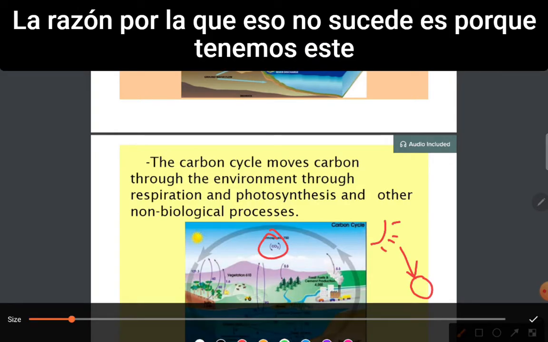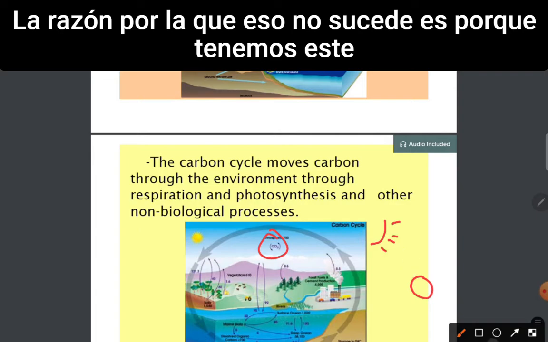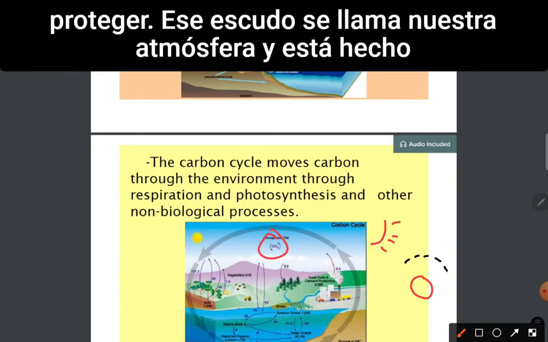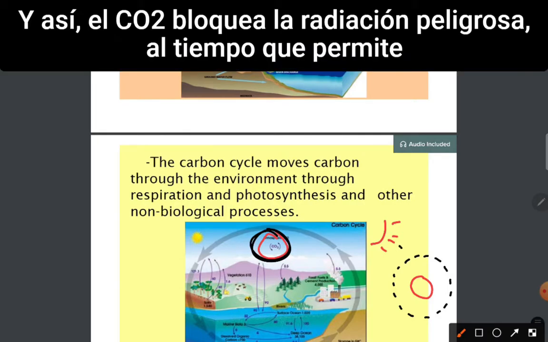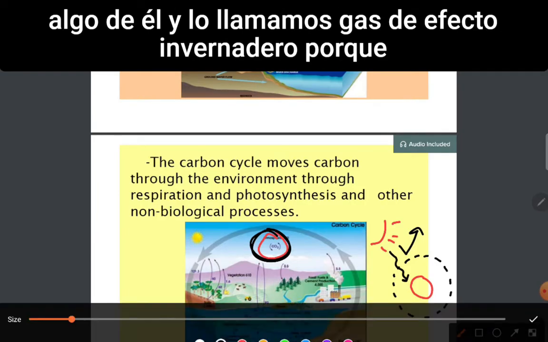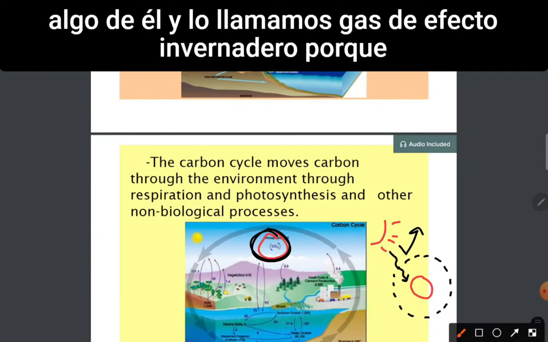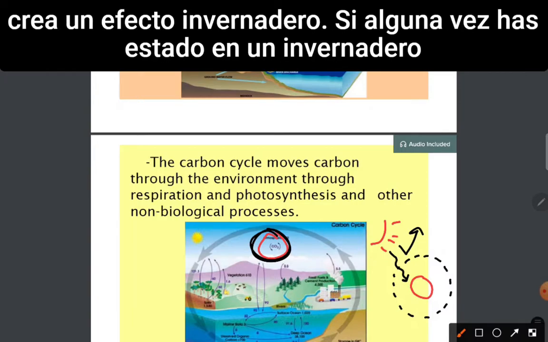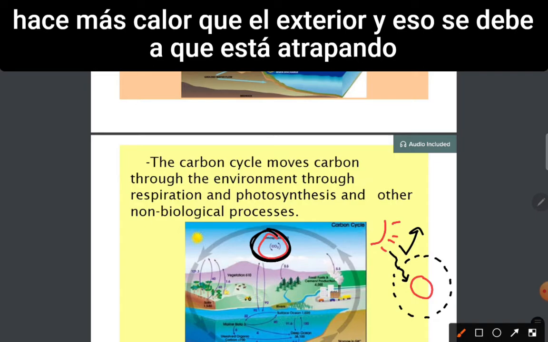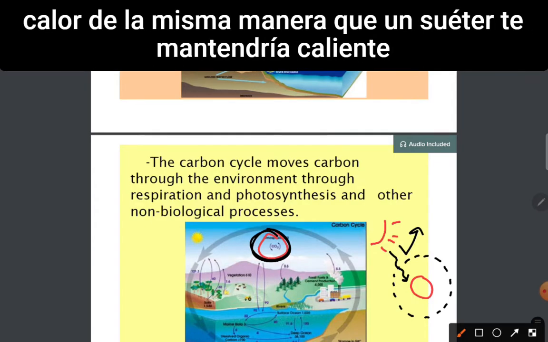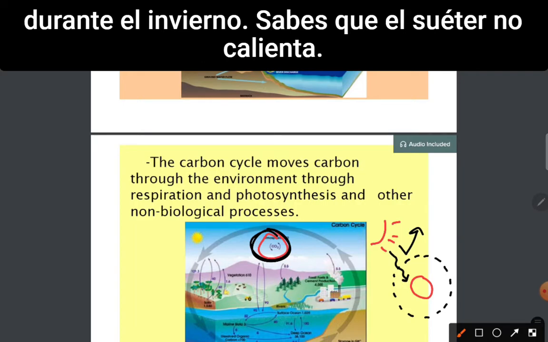The reason that doesn't happen is because we have this shield. That shield is called our atmosphere, and it is made of greenhouse gases like CO2. And so CO2 blocks the dangerous radiation while allowing some of it in. And we call it a greenhouse gas because it creates a greenhouse effect. If you've ever been in a greenhouse, it is warmer than the outside, and that is because it is trapping heat in the same way that a sweater would keep you warm during the winter.